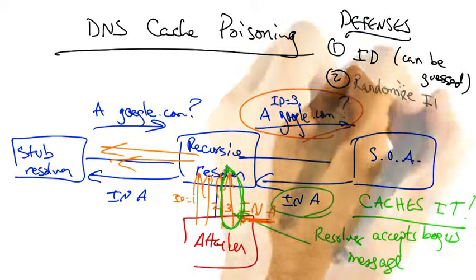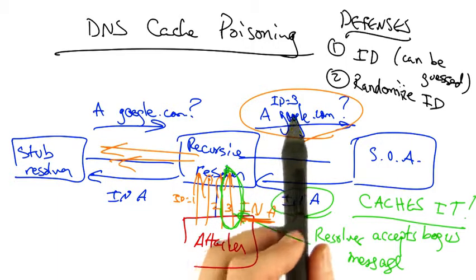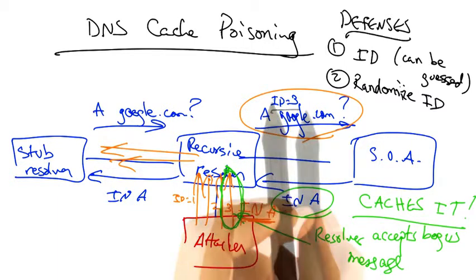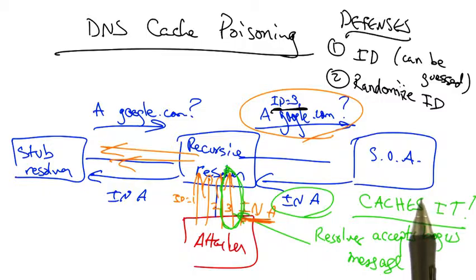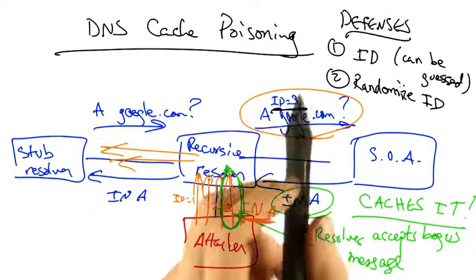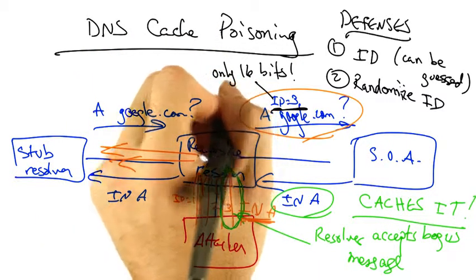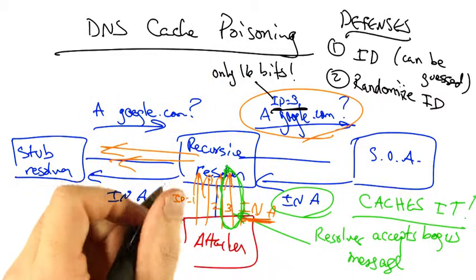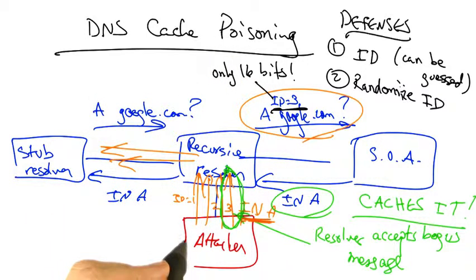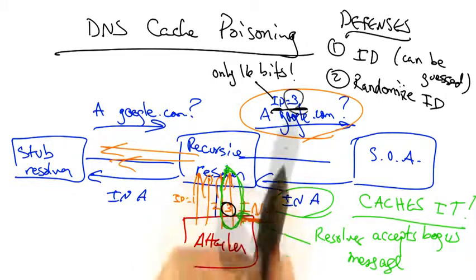The next defense is to randomize the ID. So rather than having a resolver send queries where the IDs increment in sequence, the resolver can pick a random ID. This makes the ID tougher to guess, but still, the query ID is only 16 bits, which still makes it possible for an attacker to flood the recursive resolver with many possible responses, and it's likely that with relatively few responses, one of these bogus responses will match the ID for the real query.